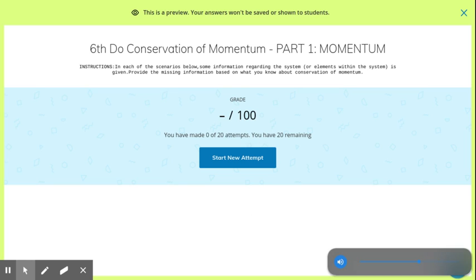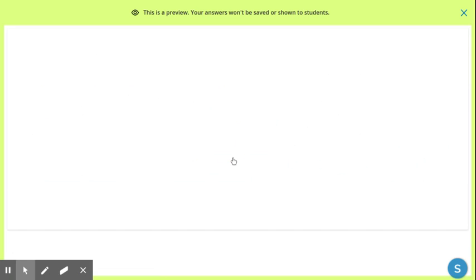Hey guys, I wanted to make a quick video to show you how to do this conservation of momentum part one. Some people get confused by the pictures on it, but it's really quite simple. You don't even need a calculator to do it. So let me take you through just a couple examples here. So I'll start the attempt.